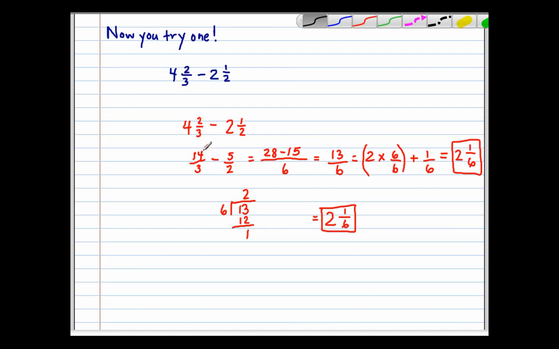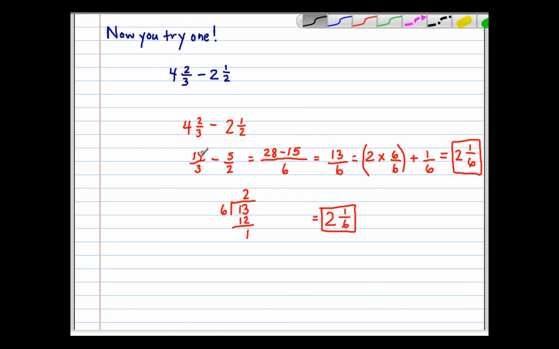Alright, so we first had to change the mixed numbers to improper fractions, or just fractions. And we got 3 times 4 is 12, plus 2 is 14 in the sequence of thirds, minus 2 times 2, which is 4, plus 1, which is 5, in the sequence of halves. Do they have the same denominator? No. I only worry about the same sequence, same unit, if I'm adding or subtracting, because I have to deal on the same number line.